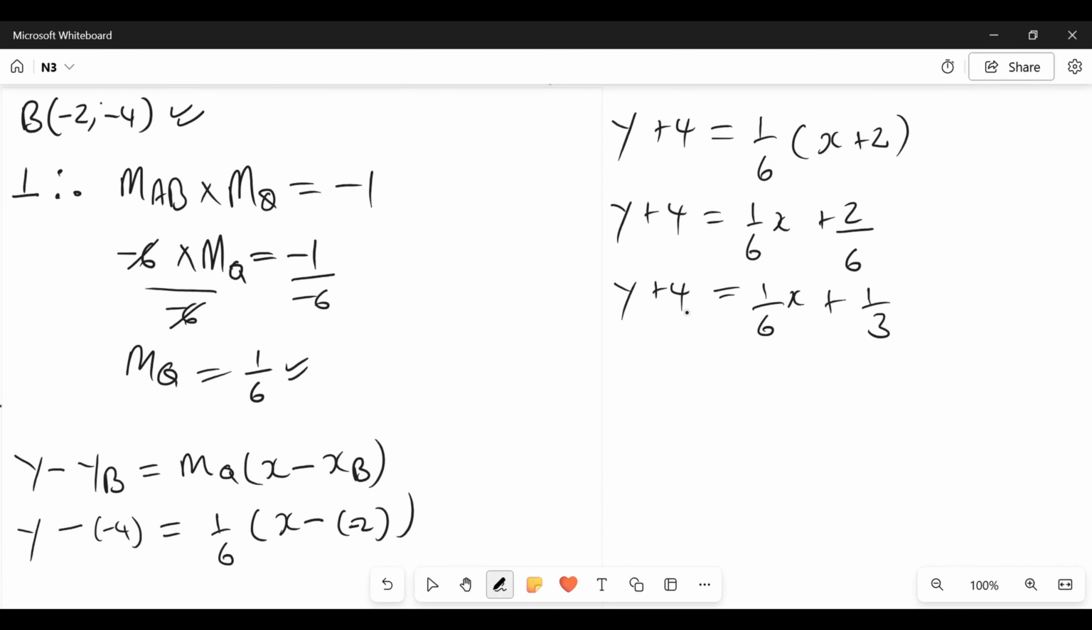There we go. And then from there we have to transpose this positive 4 on the right hand side, so we're going to be left with y equals 1 over 6x plus 1 over 3 minus 4, because our 4 is going to change its sign. Now if you continue, our equation is going to be the following: y equals 1 over 6x minus 11 over 3. So this here, guys, is our equation for the straight line graph that is passing through B and which is perpendicular to AB.